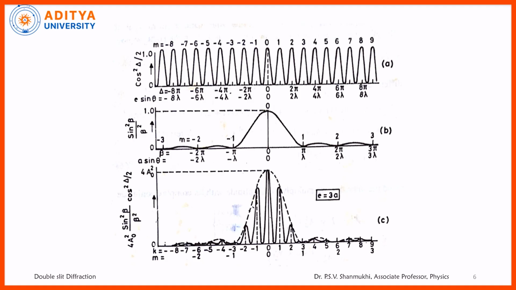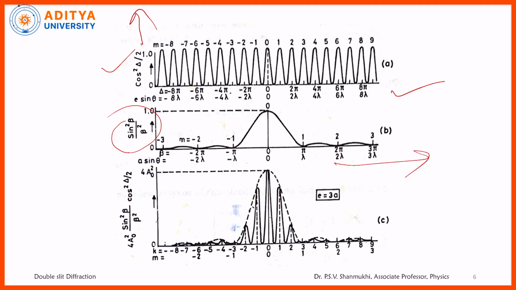Observe, this is the graph for interference. The angle is taken on the x-axis, intensity is taken on the y-axis. Then we get the maxima and minima at different points. Similarly, sin square beta by beta square values are taken on the y-axis, and corresponding pi values are taken on the x-axis in case of single slit diffraction.